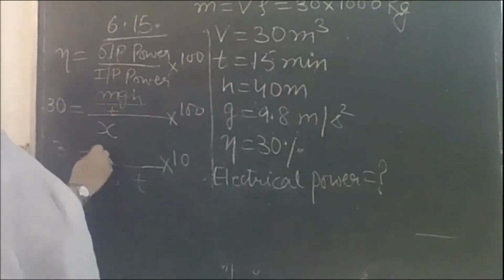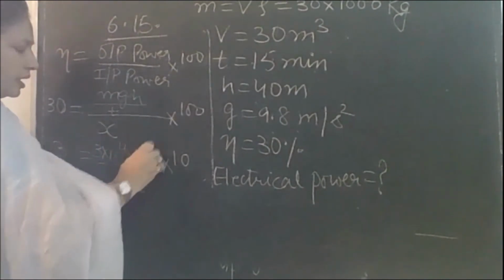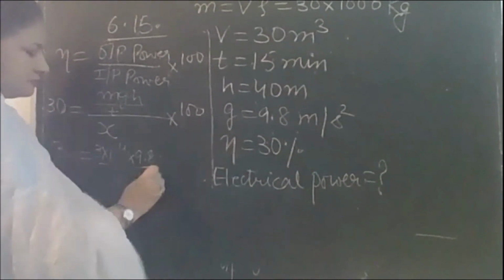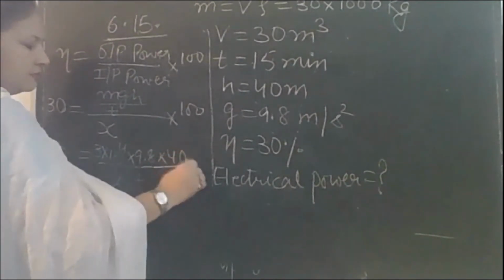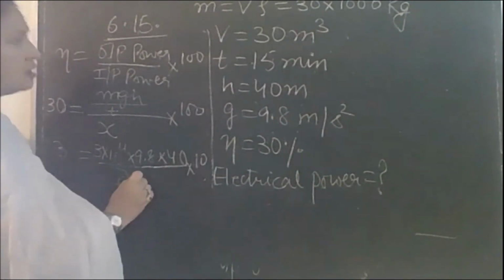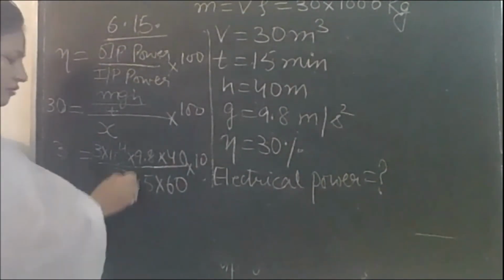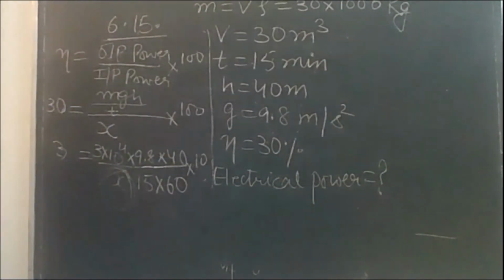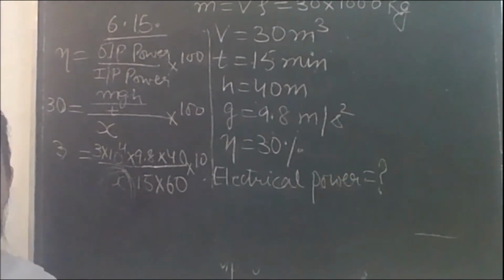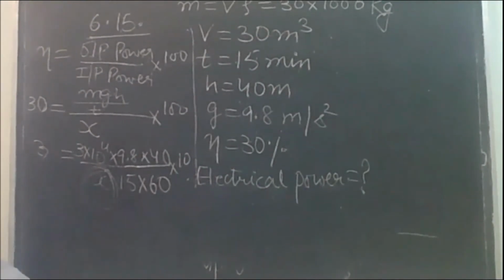So let us put this value of mass here: 3 into 10 raised to power 4 kilogram. g is 9.8. Height is 40 meter. All right. So solve this and find x. Time also let us put. Time is 15 minutes. Convert it into seconds, 15 into 60. So find x now. You can express your final answer in kilowatt also if you want. So all of you solve and find out the answer.